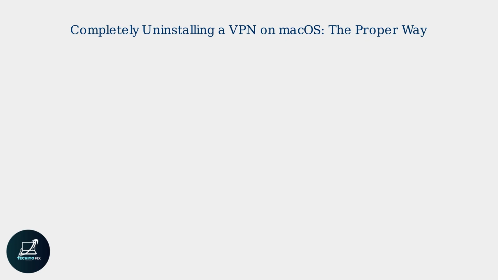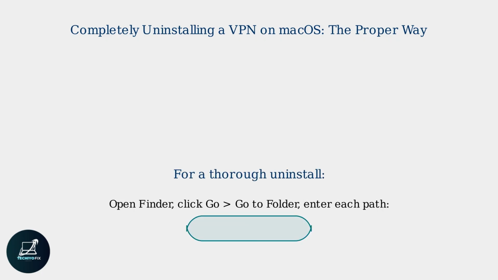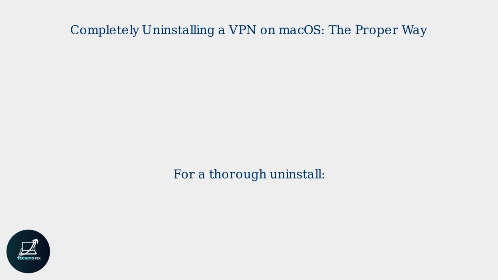Some VPNs install helper tools or kernel extensions that remain active even after deleting the app. For a thorough uninstall, you need to remove these residual files. Open Finder, click Go, select Go to Folder, and enter each of these paths one by one, deleting any files or folders related to the VPN.